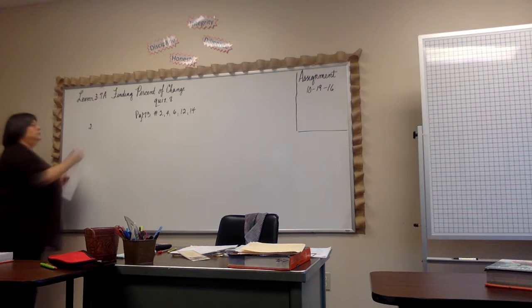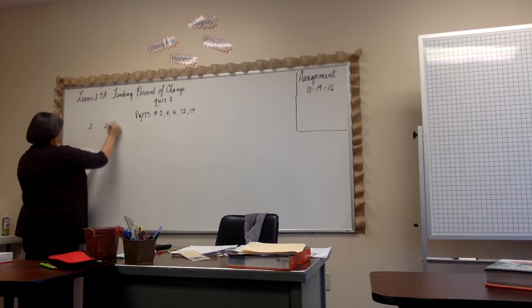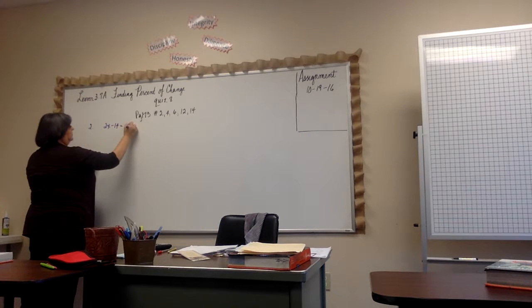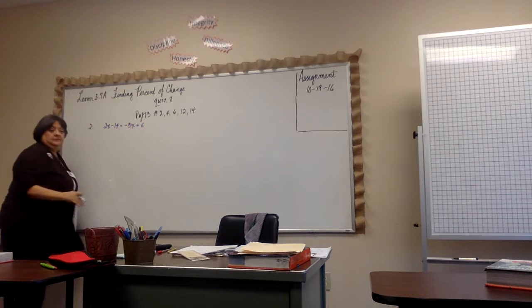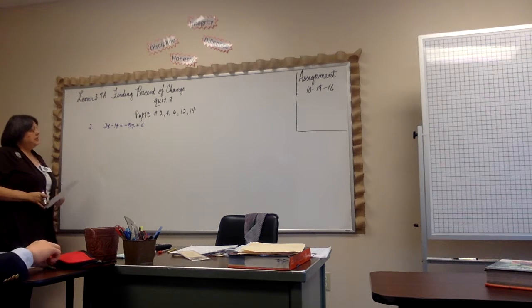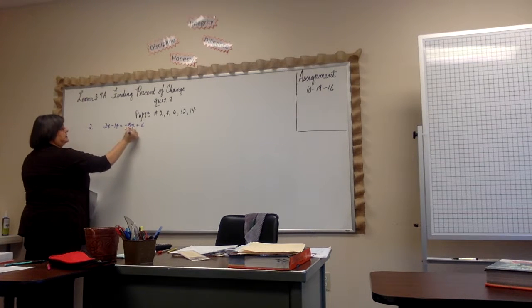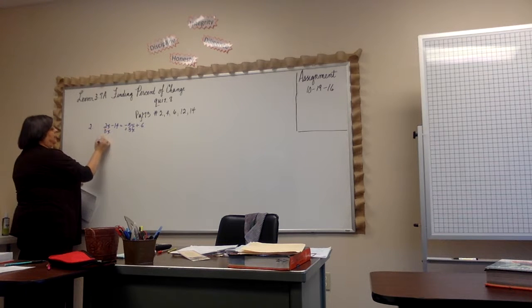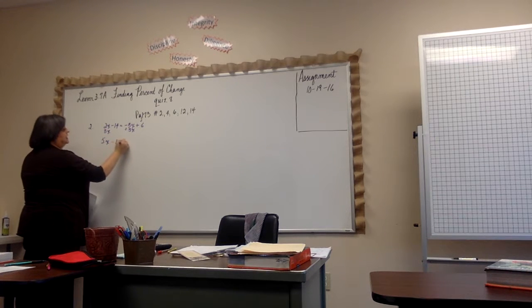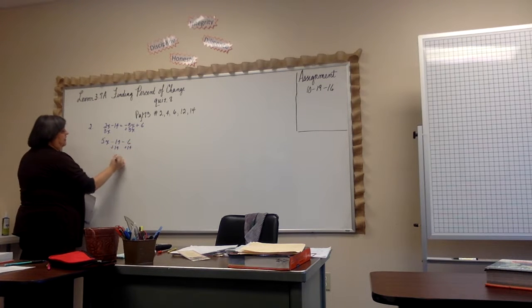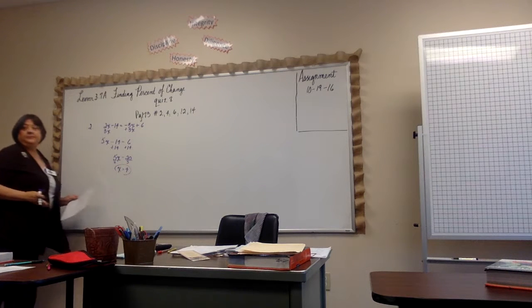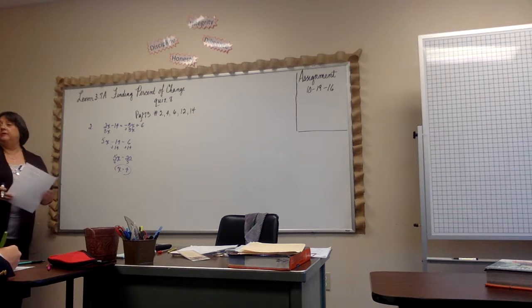So we'll start with number 2. Number 2 requires a crossover, so we'll add 3x, and we'll have 5x minus 14 equals 6. We'll add 14 and get 5x equals 20. Then when we divide by 5, x is 4. Any question on that one?